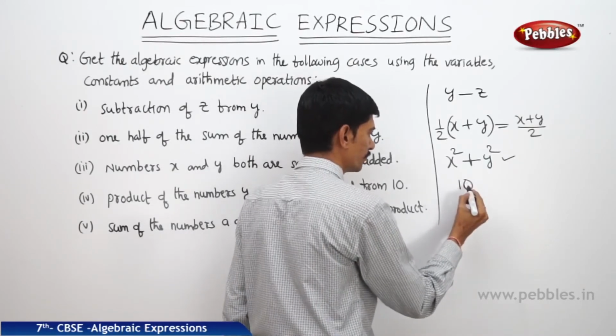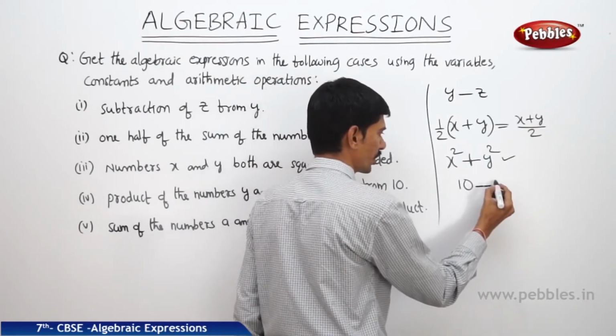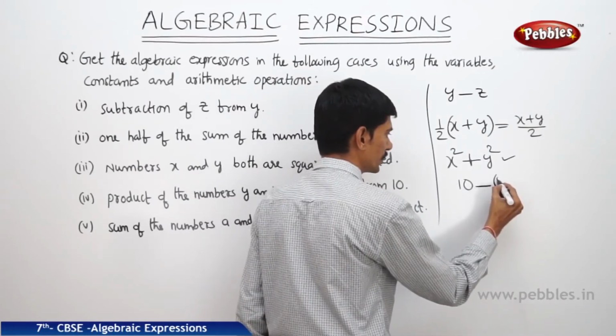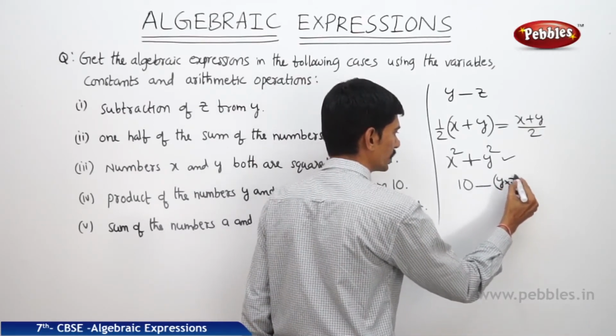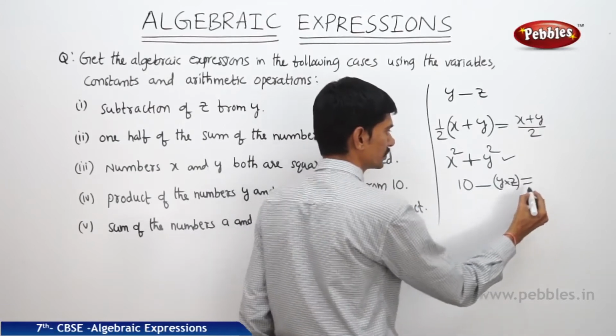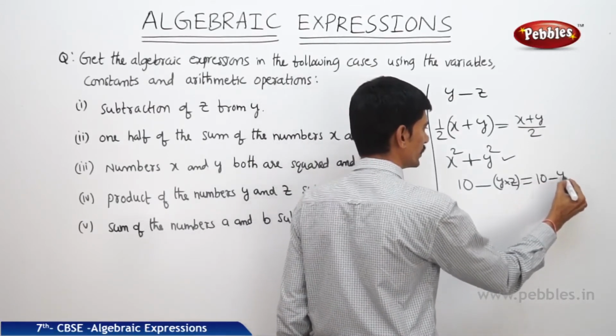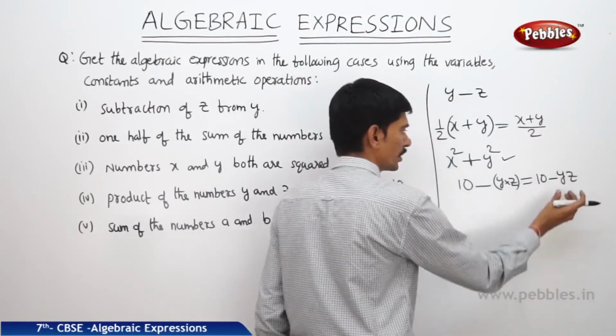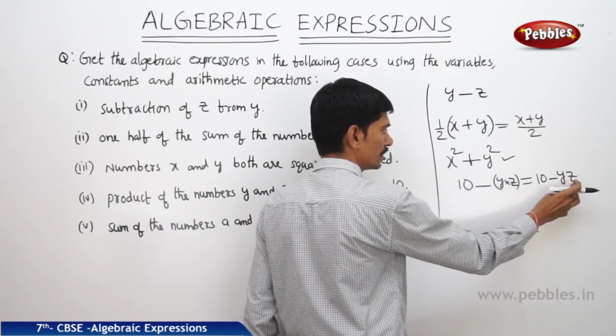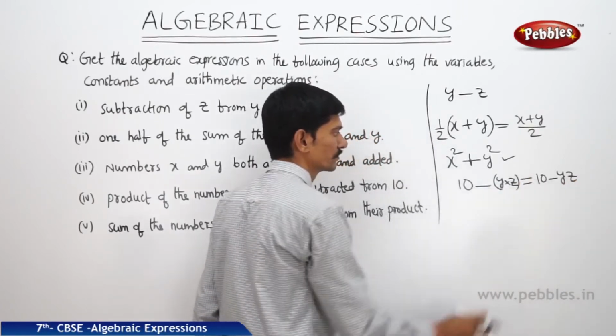From this number 10 we will subtract the product of y and z. So that is y into z. So this can also be written as 10 minus yz. Here the product of the numbers y and z is subtracted from 10.